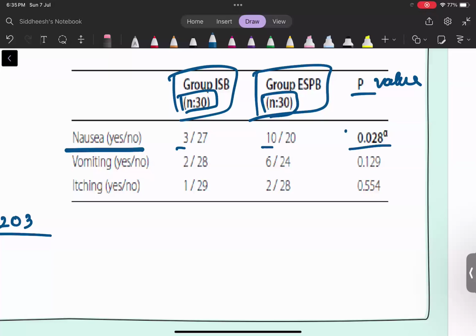It is 0.028. That means significant. So if your p value is less than 0.05, it will be significant for sure. Correct? What is p value and how to find it?